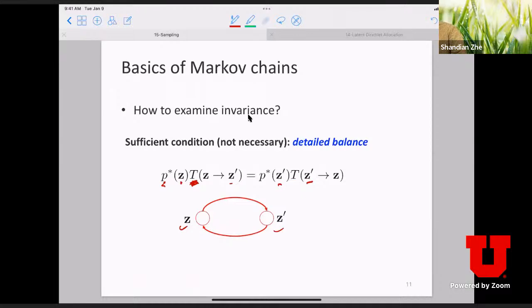Intuitively, detailed balance just says you first use your target posterior to sample Z, and then use your transition to get your new sample Z prime. This whole probability is the same as when you first sample Z prime with your target posterior, and then use your transition kernel to sample Z. You can jump out and then jump back with the same probability.